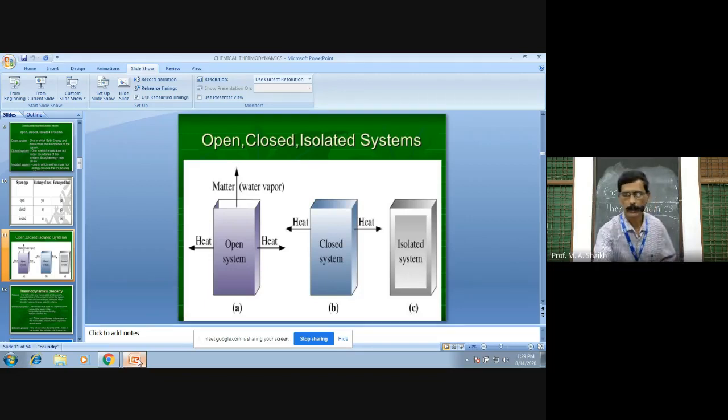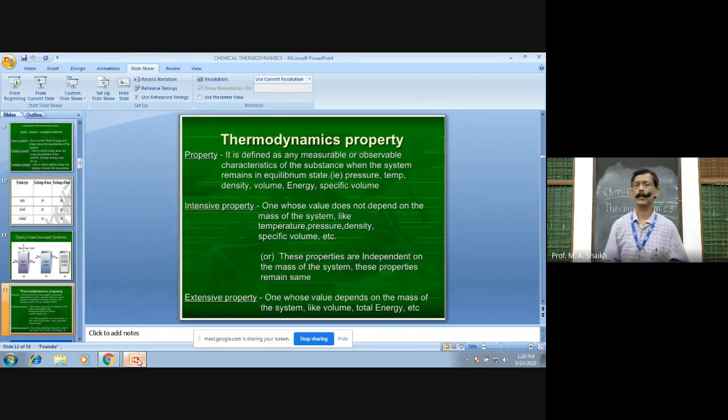I think you are getting me. I will go for the next slide. Students, pressure, temperature, volume, mass, number of moles, density. These are the familiar properties of the system.